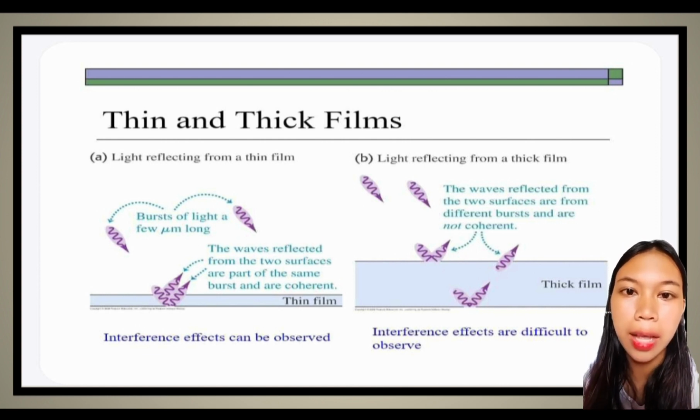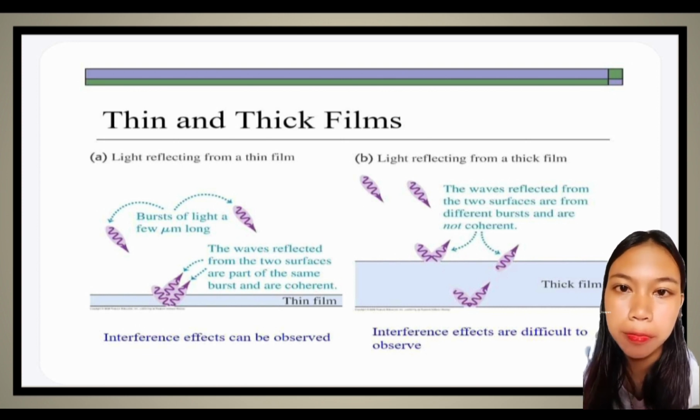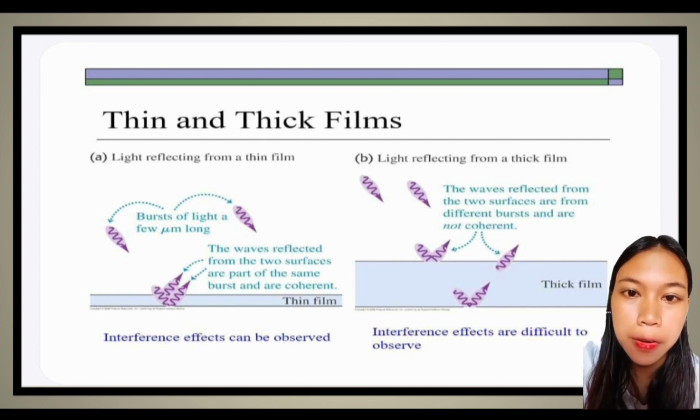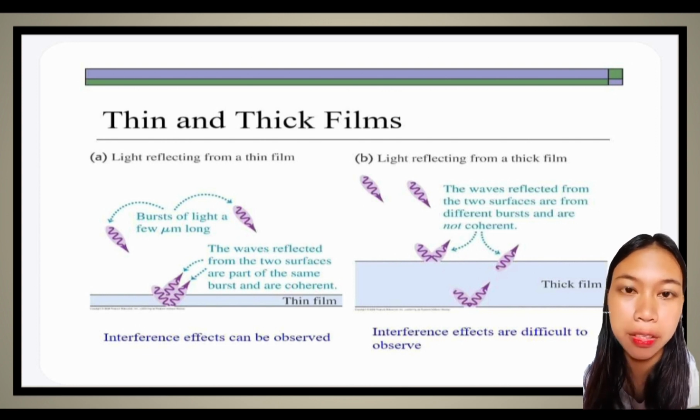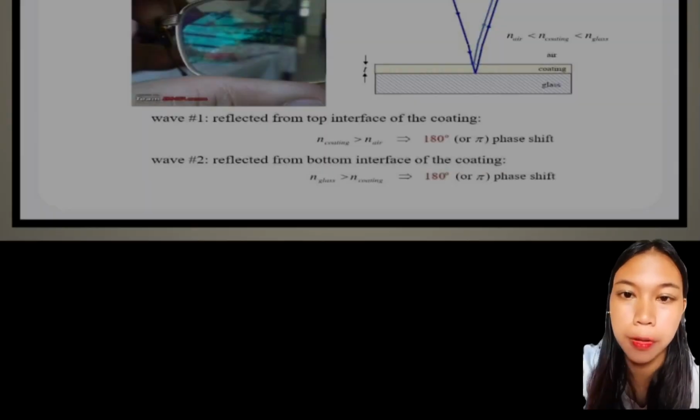Example A, light reflecting from a thin film, while example B, light reflecting from a thick film. In a thin film, the waves reflected from the two surfaces are part of the same burst and are coherent, and the interference effects can be observed, while in a thick film, the waves reflected from the two surfaces are from different bursts and are not coherent, and interference effects are difficult to observe.